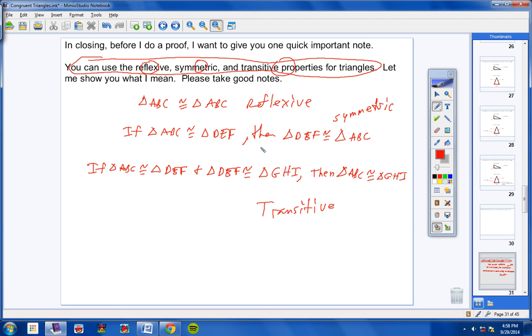If I've gone too fast here, just raise your hand, let your teacher know, and he or she can pause the video and let you copy this down. I'm going to go ahead and move on.